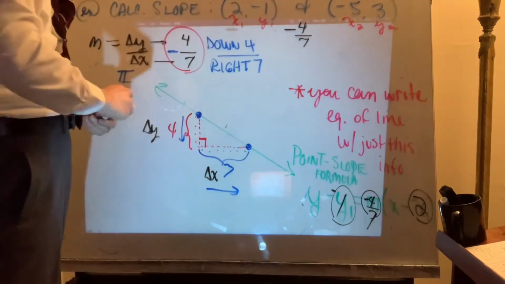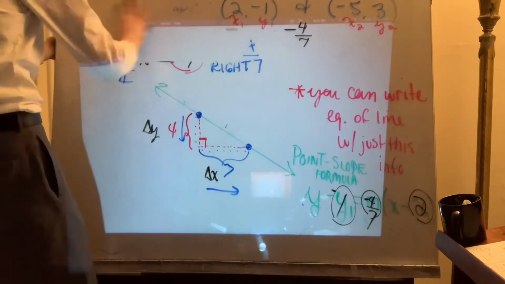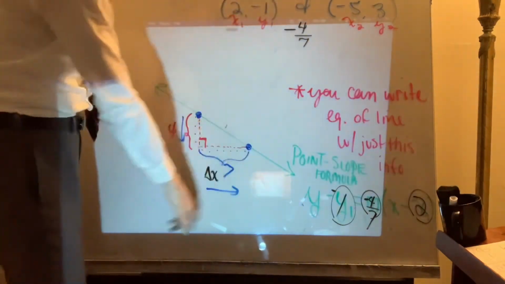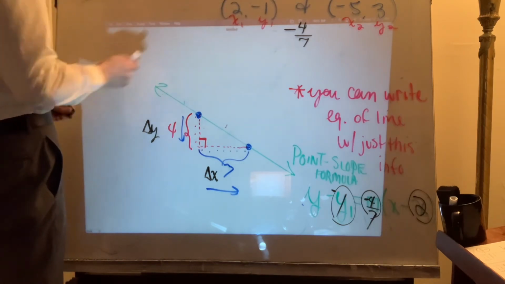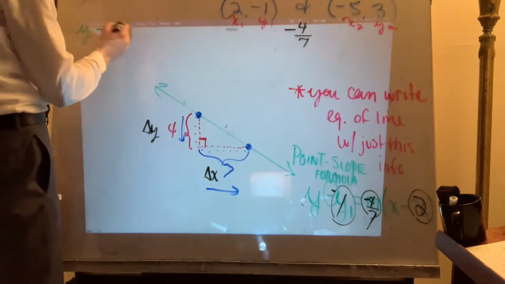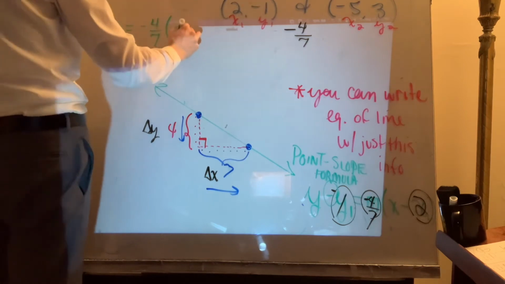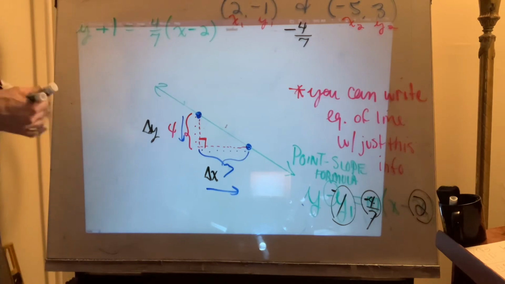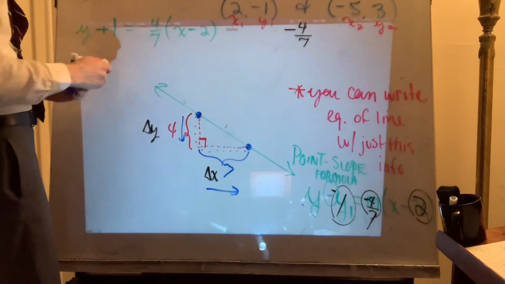For the sake of space, let me write this a little bit more cleanly over here. The result is this: y double negative, so it's +1, is equal to -4/7 times the quantity x minus 2. You're going to get an ugly fraction in this case because of the way the numbers work out, but it's not too bad.